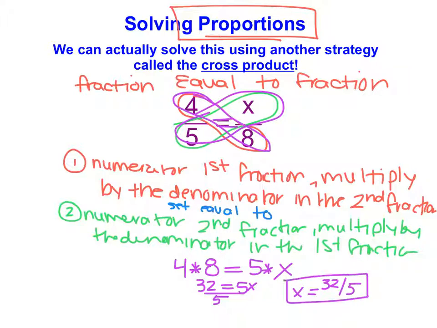And if you go back to the previous slide, what you'll notice is that whether we use the cross product or we use that strategy we've talked about previously, for a simple proportion like this, it's pretty easy and you'll end up with the exact same answer of 32/5. So either strategy will work. The cross product just works really well for more complex proportions, which we'll see on the next slide.